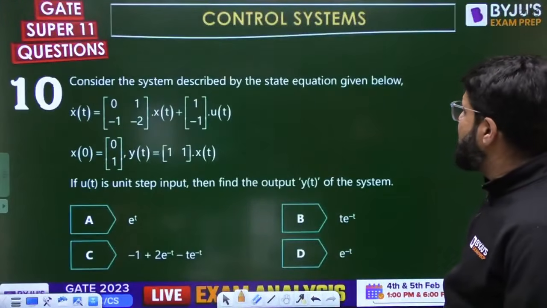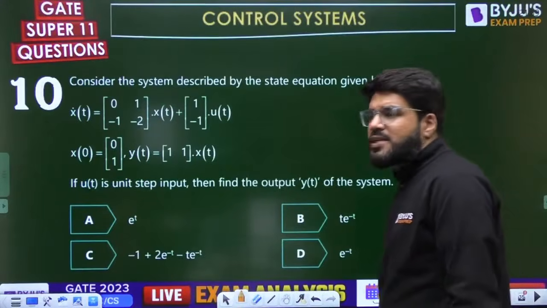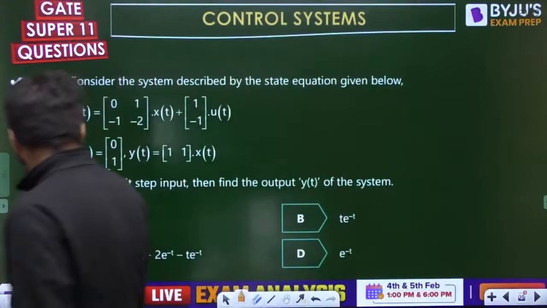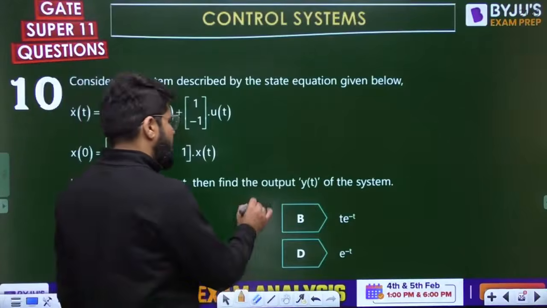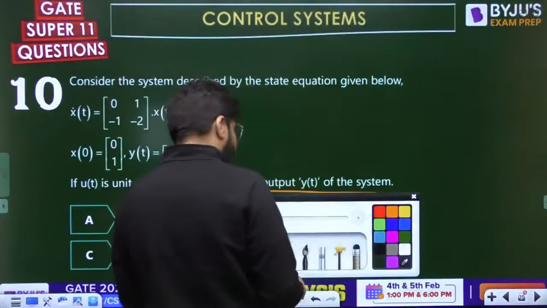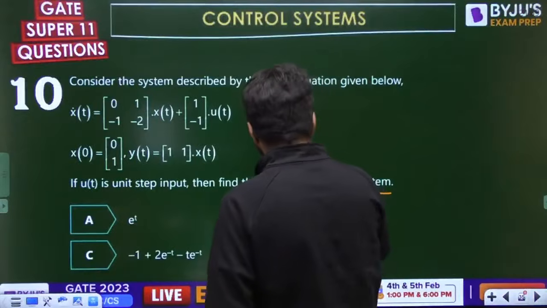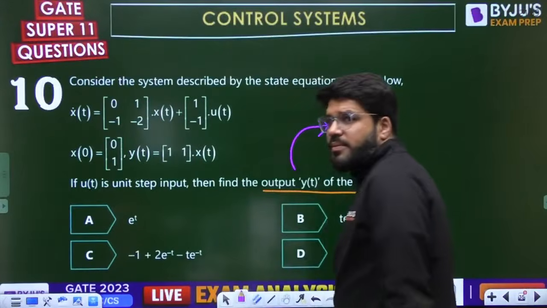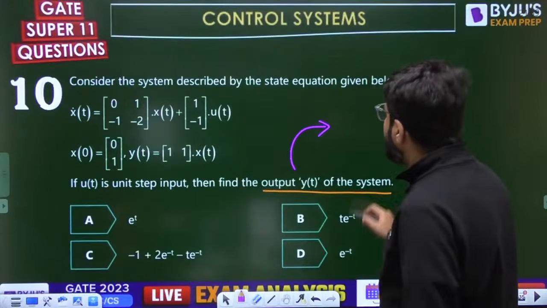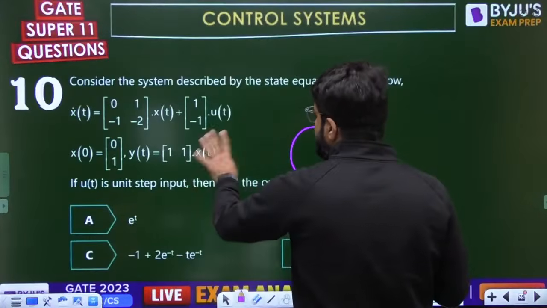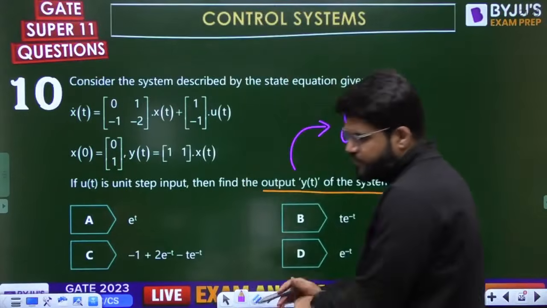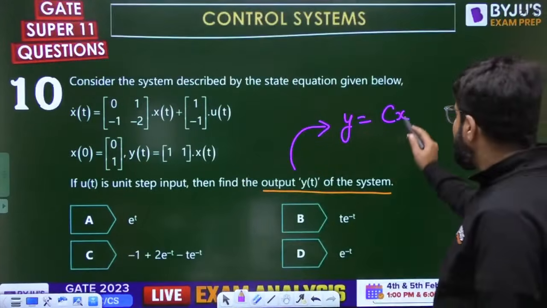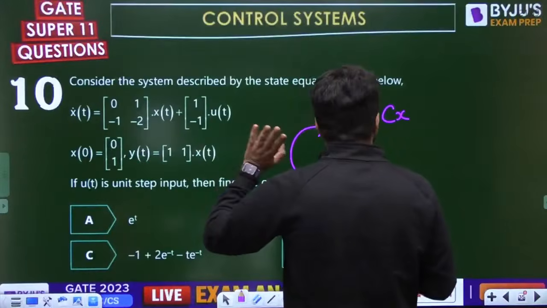Consider the system described by the state equation given below. X dot is AX plus BU, Y equal to CX. If u(t) is the unit step input, determine the output of the system. Let us quickly recall that using the state model, I need to determine the output y(t). Y is equal to C into X, that is mentioned.